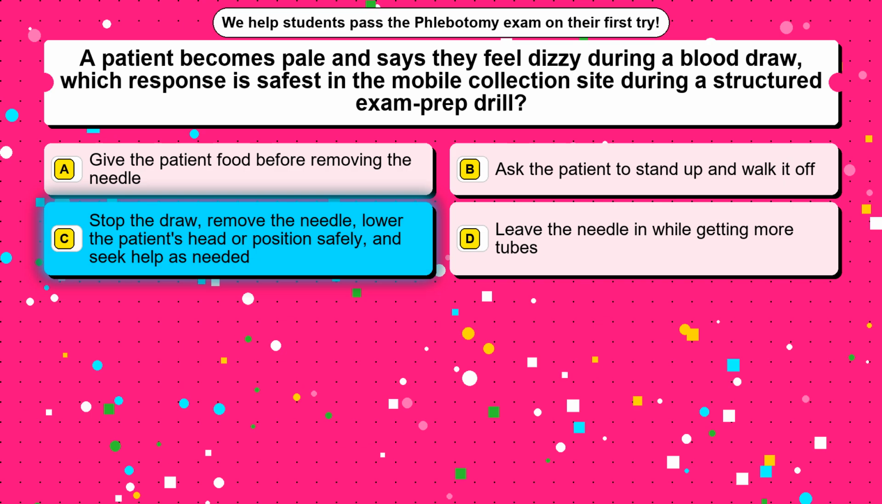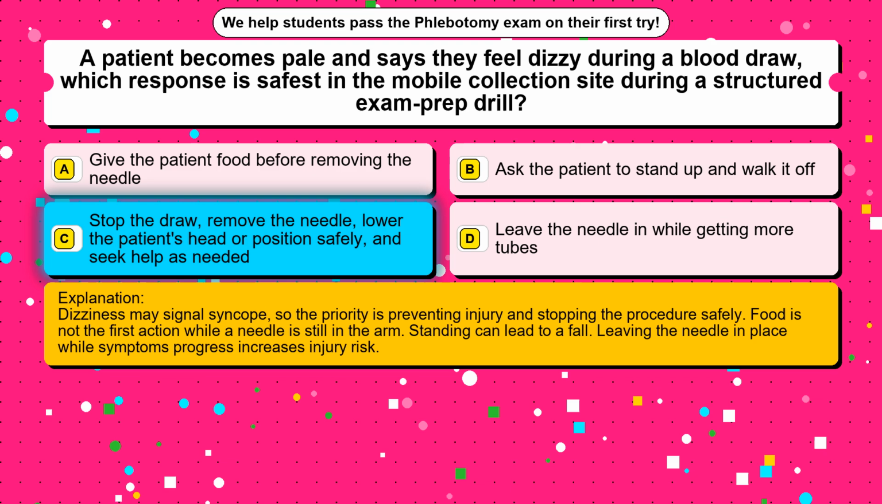The correct answer is option C. Stop the draw, remove the needle, lower the patient's head or position safely, and seek help as needed. Dizziness may signal syncope, so the priority is preventing injury and stopping the procedure safely. Food is not the first action while a needle is still in the arm. Standing can lead to a fall. Leaving the needle in place while symptoms progress increases injury risk.